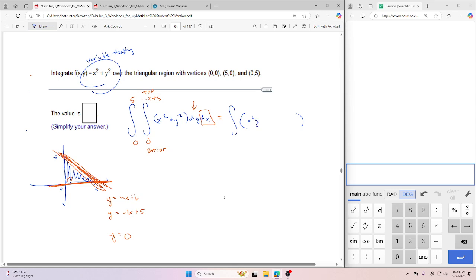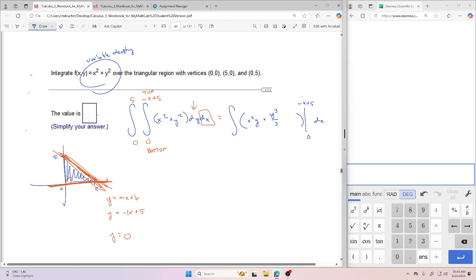Yes, x squared y. Very good. I'm going to put them in x, y, and z order. But yeah, you're exactly right. And then in terms of y for this guy? Very good. Y cubed over 3, 1/3. I love it. That's great. From 0 to negative x plus 5 dx. Exactly. No problems there.